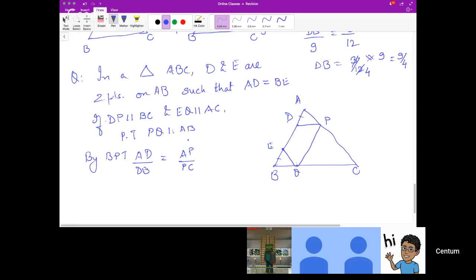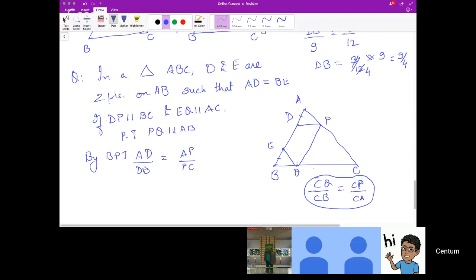Now always remember, they have asked you to prove PQ is parallel to AB. Now PQ is parallel to AB only when you get CQ by QB is equal to CP by PA, or basically CQ upon CB is equal to CP upon CA, then our problem is solved. So always keep in mind what exactly is your destination. So this is my destination. I have to arrive at this point.